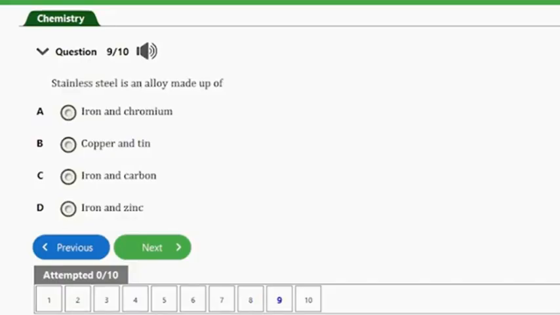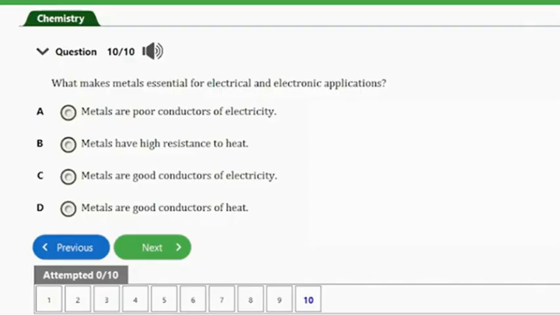Question number 9 here. It says stainless steel is an alloy made up of A, iron and chromium; B, copper and tin; C, iron and carbon; D, iron and zinc. The answer to this question is option A, and that's iron and chromium. So finally, we are going to look at the last question here.